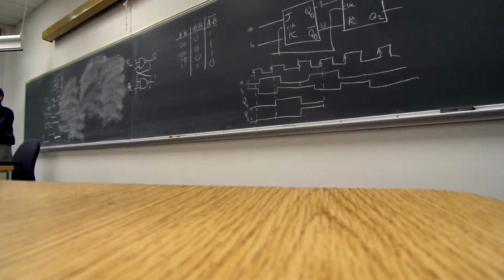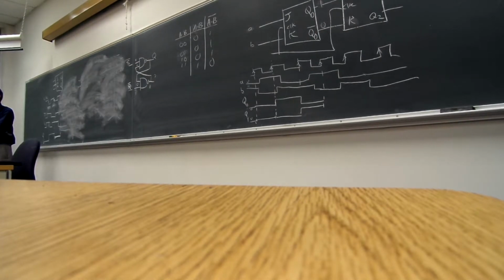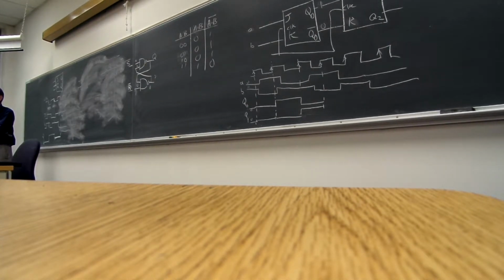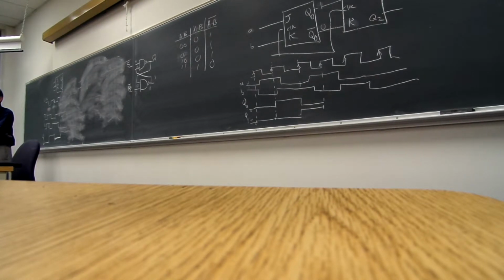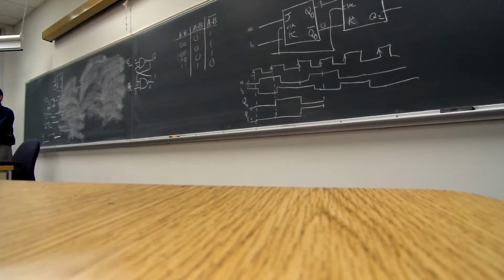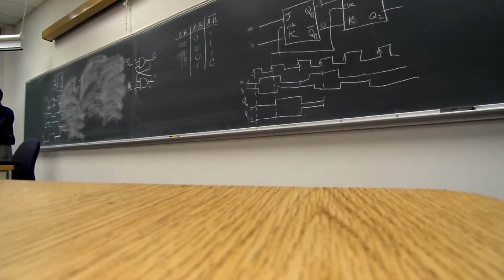What are every last one of the J's and the K's? What are they? They're tied where? And then just tell me what values every last J and K are. Are we looking at the same flip-flop? Every last J and K is tied where?